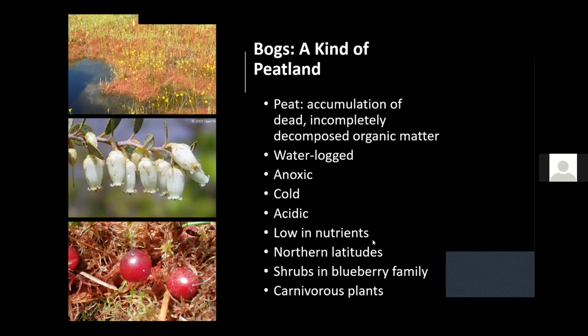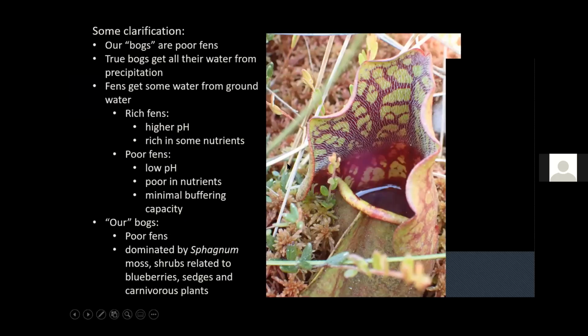And they are loaded with carnivorous plants. So a little bit of a clarification to start with. Our bogs are actually poor fens, and true bogs get their water from precipitation. And that is not true of the bogs, or what we call bogs, around here. We do have some real bogs over in Minnesota, some blanket bogs, but the bogs around here get at least some of their water from precipitation.